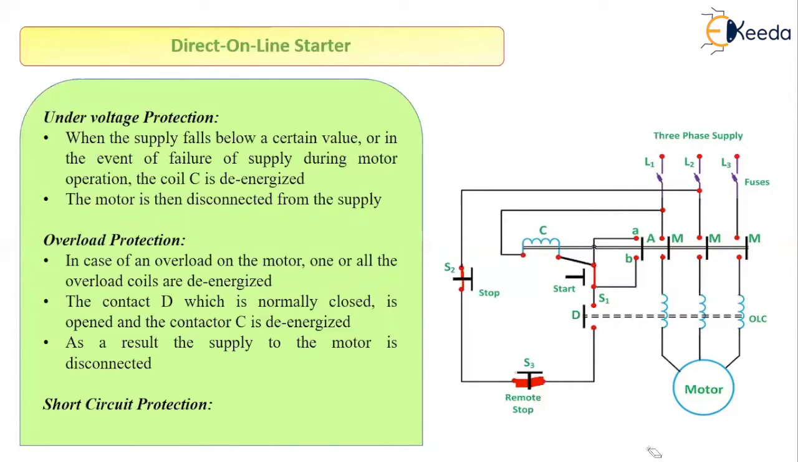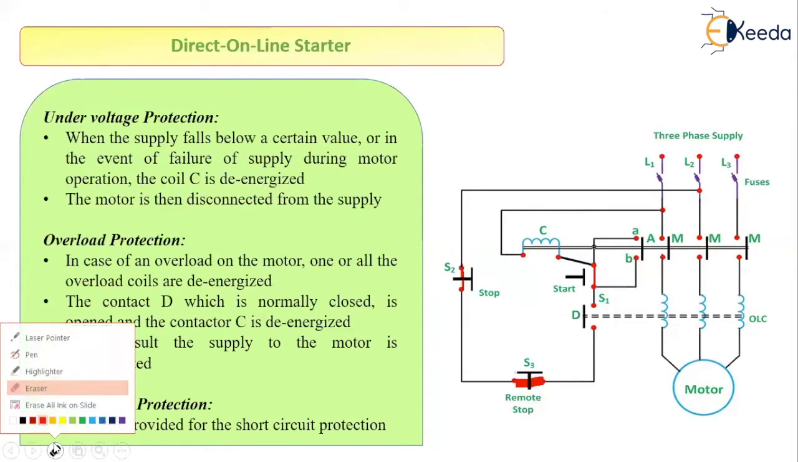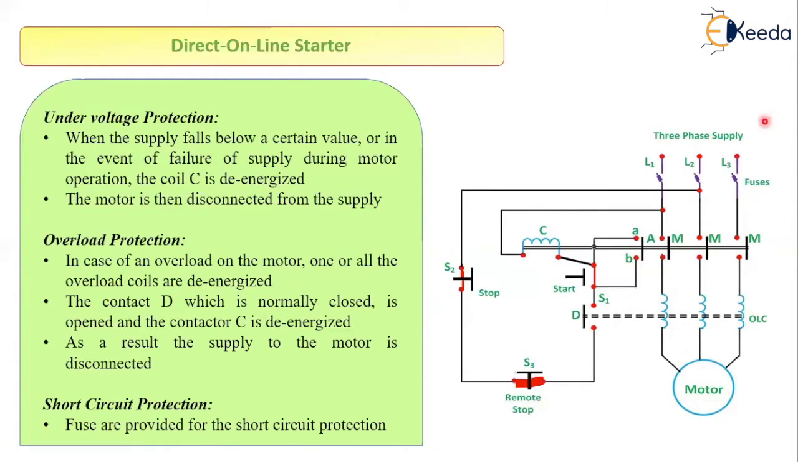Next is the short circuit protection. Here you can see the three fuses are connected in each line. These fuses are used for the short circuit protection. So what will happen in case of short circuit? In case of short circuit, the fuse will melt and the motor will be directly disconnected from the supply. As the coil C will de-energize, the motor will be disconnected from the supply. So in this way, in the direct online starter, these three protection schemes are provided. First is under voltage protection, next is overload protection, and third is short circuit protection. So this is the working of the direct online starter.